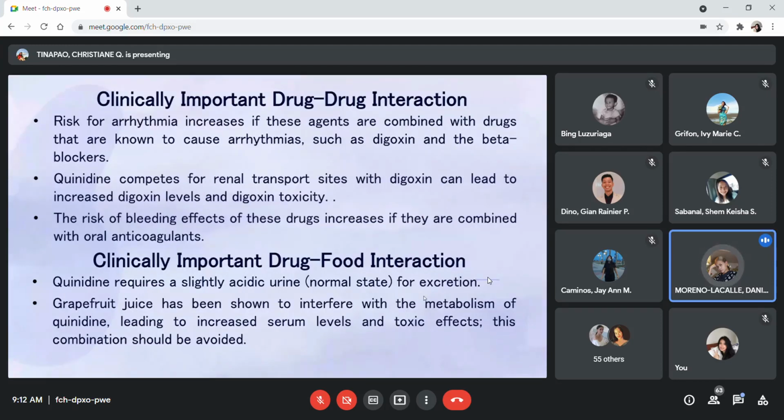Okay, clinically, drug-to-drug interaction. The risk increases if these drugs are combined with drugs that are known to cause arrhythmias, or drugs that have a pro-arrhythmic effect, which is digoxin. It will increase the probability of arrhythmias occurring. Okay, now let's proceed with the next slide.